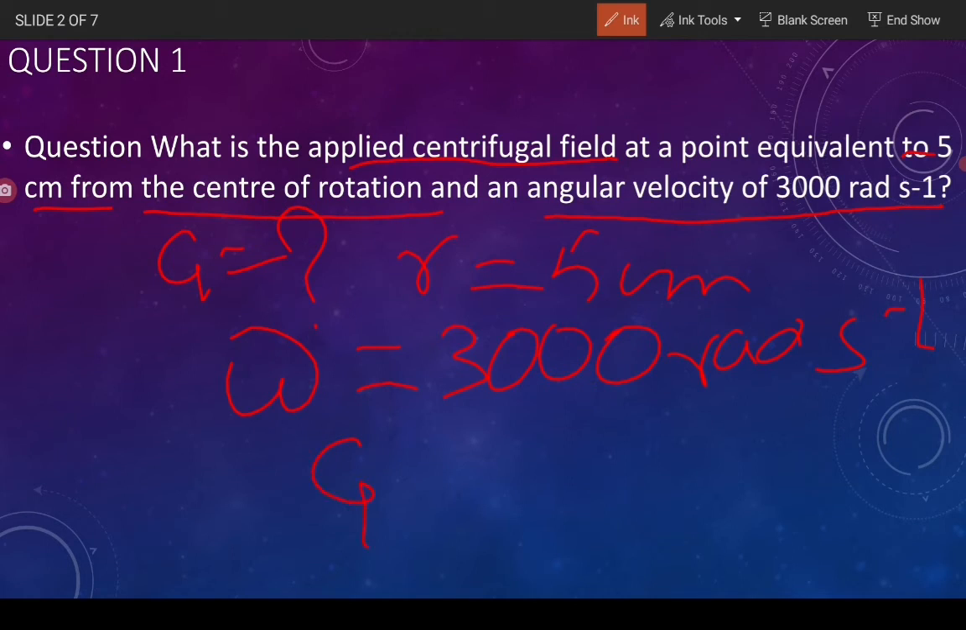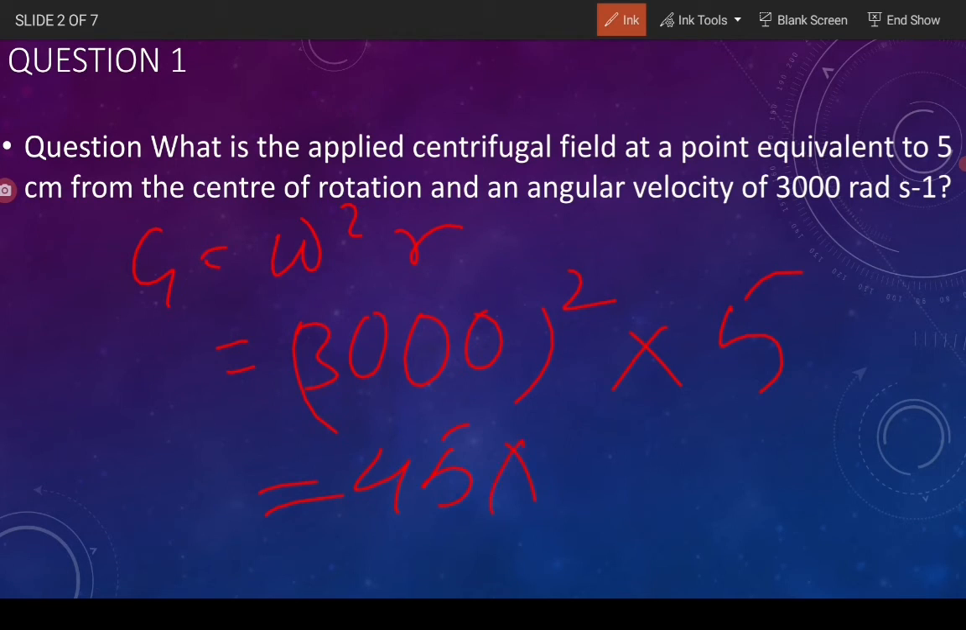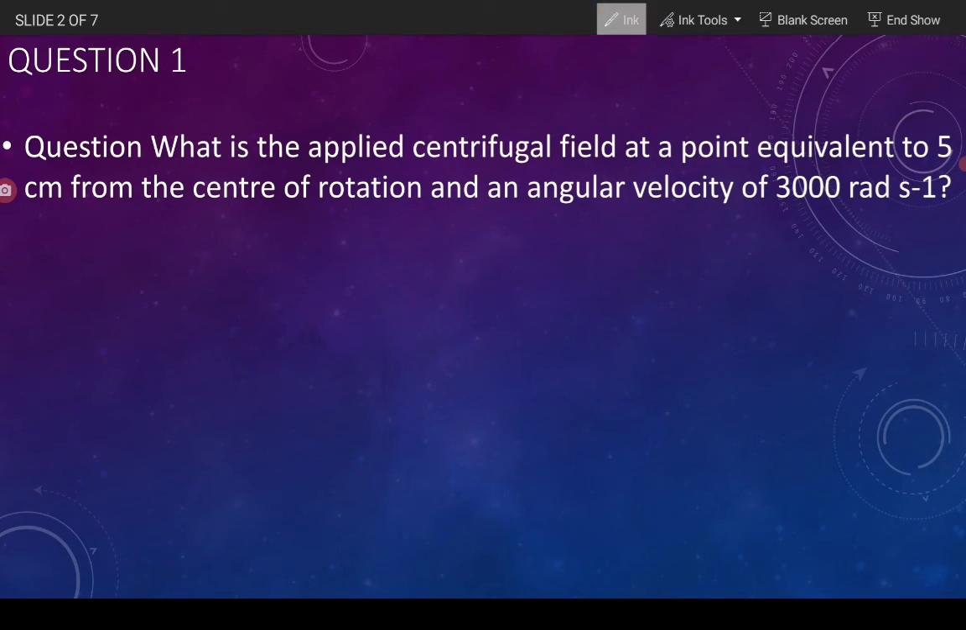We will use the simple formula, G is equals to omega square R. So that would be very easy to know. G is equals to omega square R. So omega is 3000, so we will have 3000 square into R, which is 5, is equals to 9 into 5, which is 45, into 10 to the power 3 into 6, which is 10 to the power 6, or we could write as 4.5 into 10 to the power 7. We could also write it as this. So this is G, or applied centrifugal field. So it was simple. Let's go to the next slide.